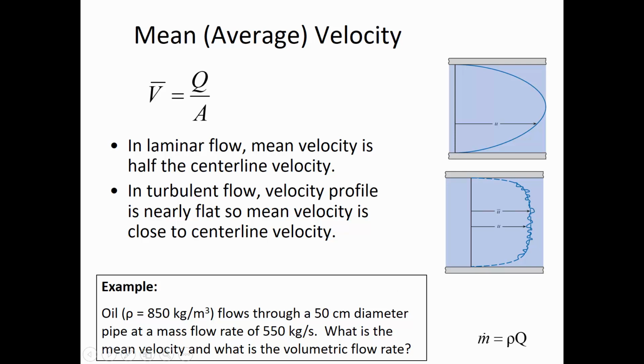So just to further familiarize yourself with the continuity equation and these definitions of mass flow rate and volumetric flow rate, let's say that we have oil flowing through a 50 centimeter diameter pipe, and what we're given is the mass flow rate. We're told that there's 550 kilograms per second going through that pipe. From that data, find both the mean velocity, V bar, and also the volumetric flow rate, Q.